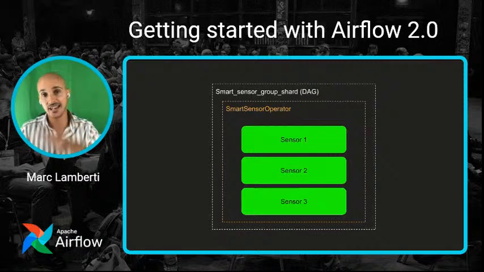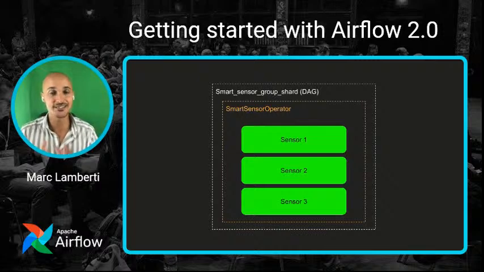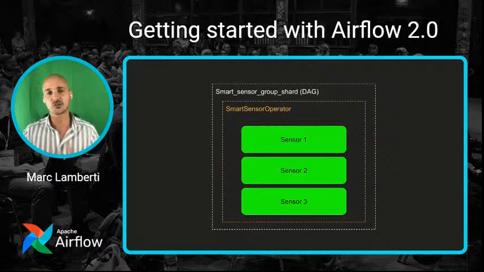Obviously, as you will end up with fewer sensors, you will make fewer requests to the metastore. And this is, again, super important. You have to take care of your database. So smart sensors are extremely powerful, extremely powerful. And you should use them if you have hundreds of sensors.